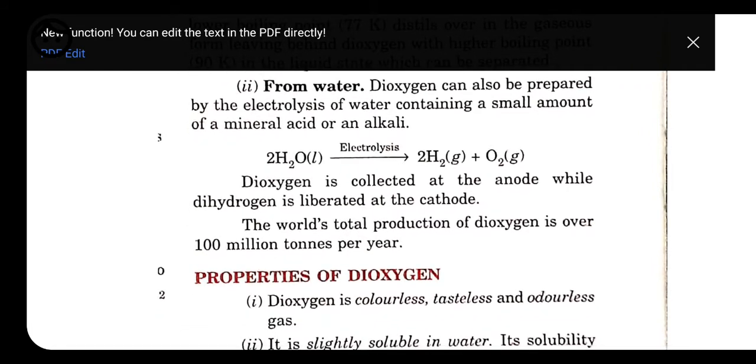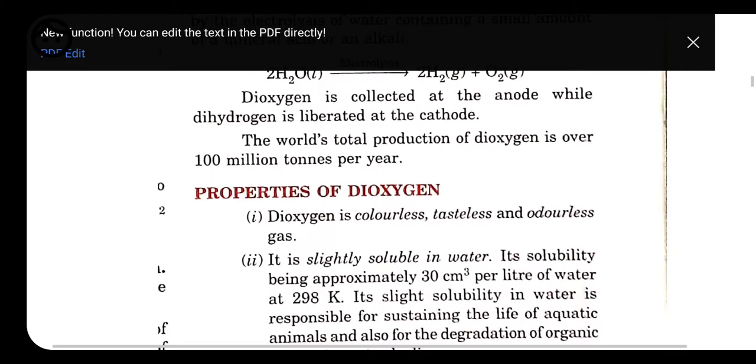Because the anode has a positive charge, oxygen moves towards the anode. So these are the methods of preparation of dioxygen. These are very simple methods. Pure oxygen can also be prepared by the electrolysis of a solution of barium hydroxide using nickel and platinum electrodes. It is one more method, but this much is sufficient. Whatever methods are given in the NCERT, you people have to go through those only.